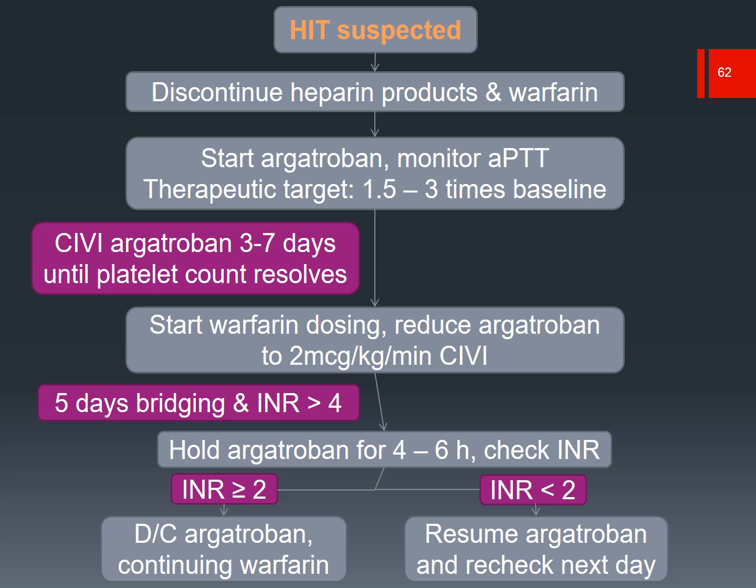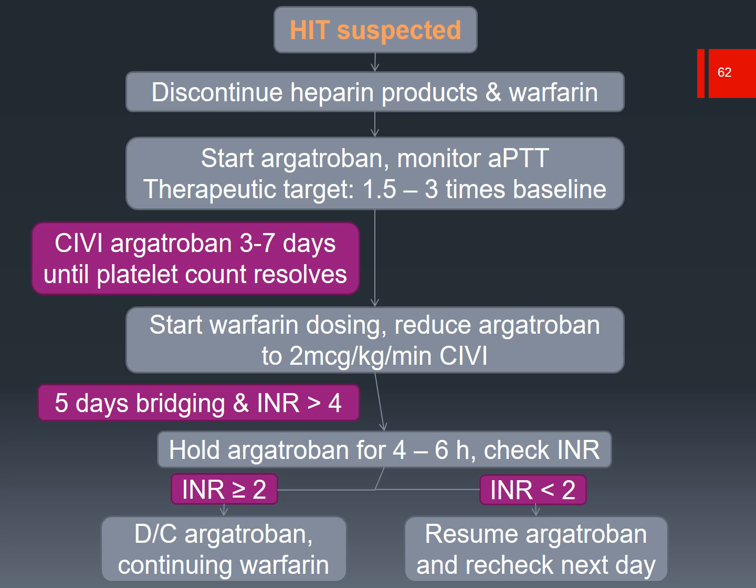If they have suspected or high probability for HIT, we're discontinuing that heparin product and immediately converting them to an alternate anticoagulation therapy. Whatever anticoagulants they are on at the time, we would discontinue, whether it be heparin products or maybe they were bridging onto warfarin. We discontinue all other anticoagulant products and we initiate argatroban. Argatroban is our continuous IV infusion. It is initiated at 2 micrograms per kilogram per minute, and adjusted to obtain an APTT of 1.5 to 3 times their baseline APTT.